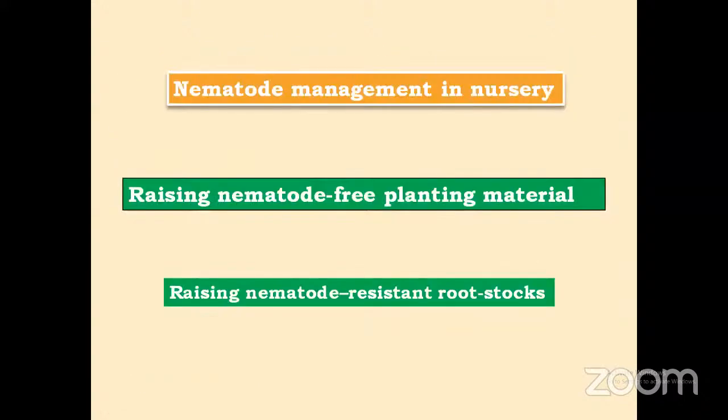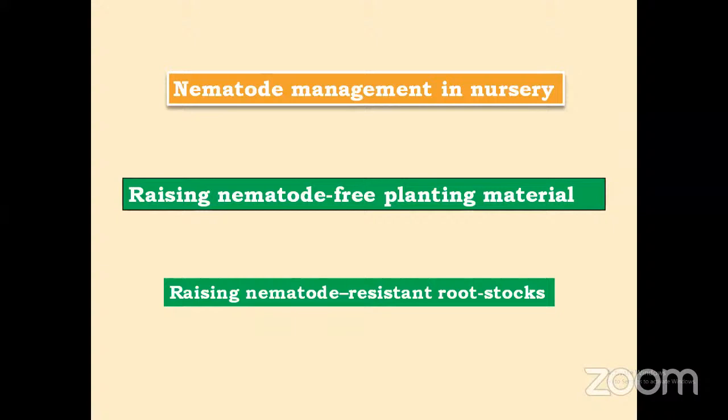Next, we have to manage the nursery level. Why? Because, as I already told you, nematodes get transferred from one place to another. One is through contaminated soil, the other is planting material. If you use affected planting material, then automatically we can't avoid it. So we have to take utmost care in managing the nematodes at the nursery level itself.